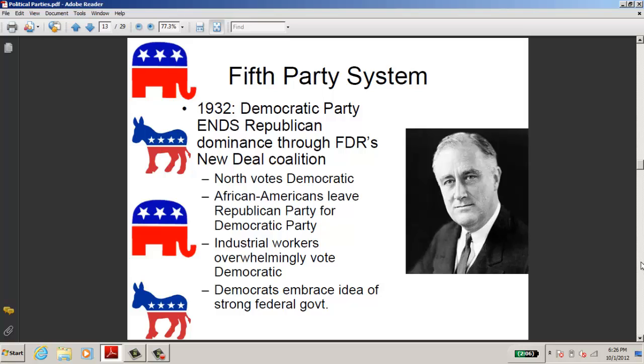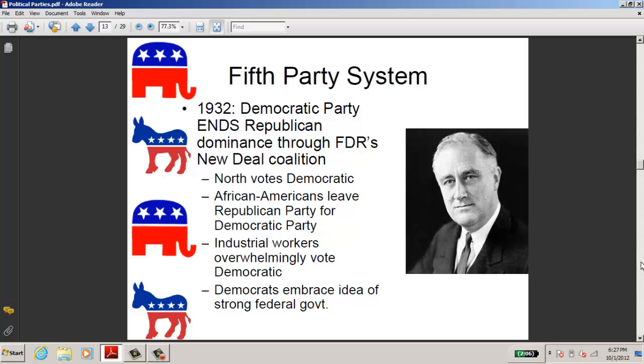African Americans will leave the Republican Party, who they credit with freeing them from slavery, the party of Lincoln, and they will join the Democratic Party, viewing Roosevelt as very progressive-minded on race relations. Industrial workers who in 1896 might have voted for William McKinley, in 1932 instead vote for the Democratic candidate, Franklin Roosevelt. And the Democrats will officially transition from a Jeffersonian vision of a limited government to a more Hamiltonian vision of an activist federal government.